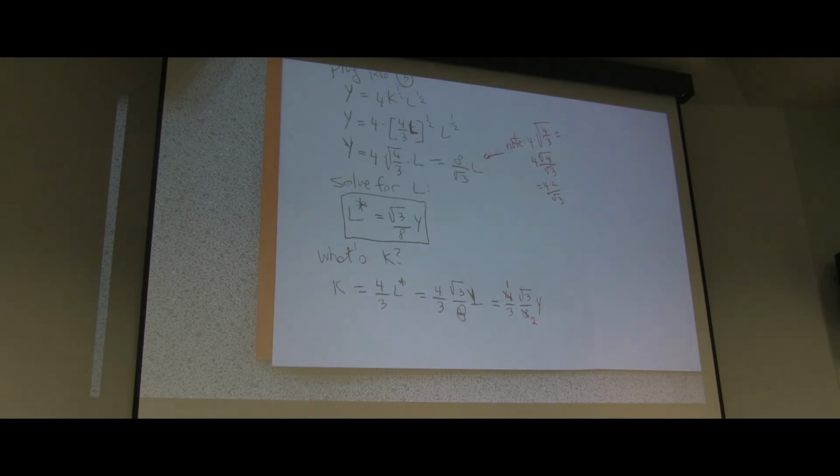So find the optimal L and K. With the optimal L and K, find the following as a function of y. LTC, LAC, LMC. Right? We really care about this too because the LAC is what we need, and the LMC is what we need to determine what the supply is going to be. Okay?